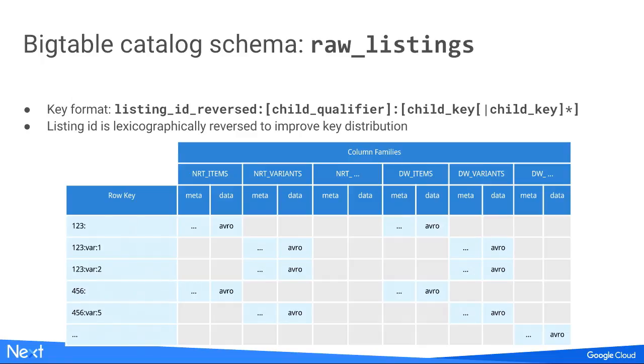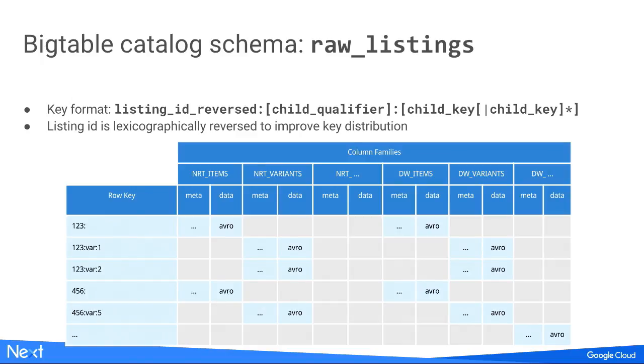Right, so you will also notice that the column family is prefixed with NRT, which stands for near real time, and DW. So we'll cover it later. And for some data sets, these are duplicated. The DW ones are coming from batch. And I'll explain later why we do that.